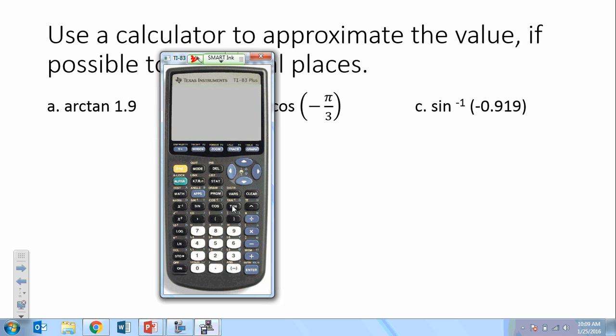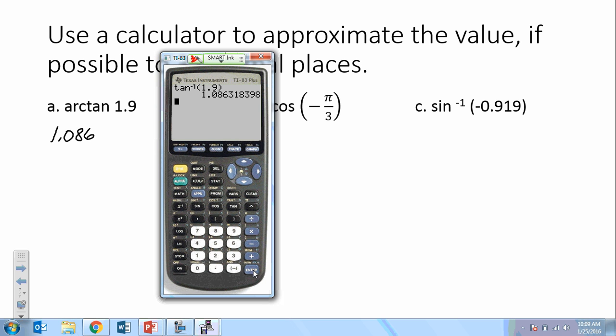Tan negative 1, right? The inverse tangent. So it's the second of your tan. So you're going to press second tan, and then you want to put a 1.9 in there. And you should get 1.086. Did everybody get 1.086? Radian mode, second tan, 1.9.